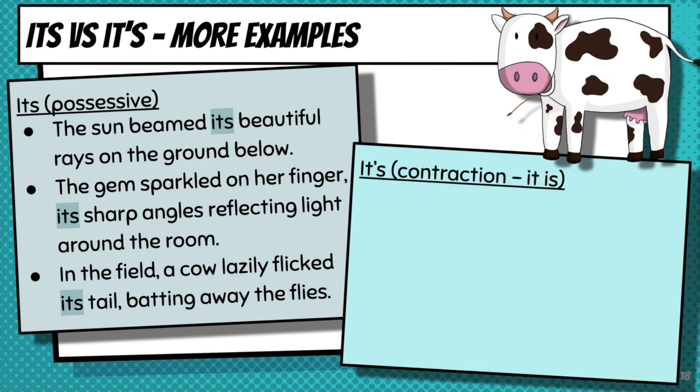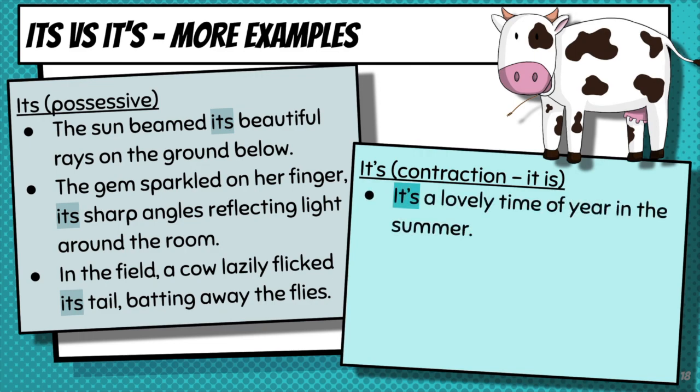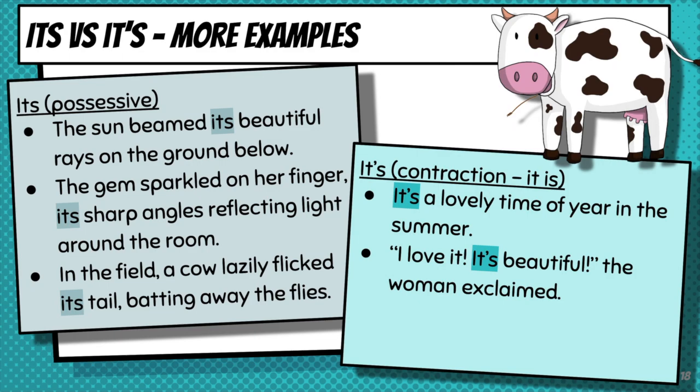And then for the contraction of "it is", with the apostrophe: it's a lovely time of year in the summer. Again, thinking about how that word has been used, you can separate it out into "it is". "I love it. It's beautiful," the woman exclaimed. Again, "it is beautiful" makes sense. And I can't believe it's only Wednesday. So "it is only Wednesday" again.